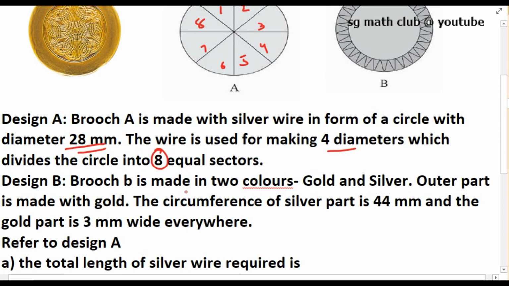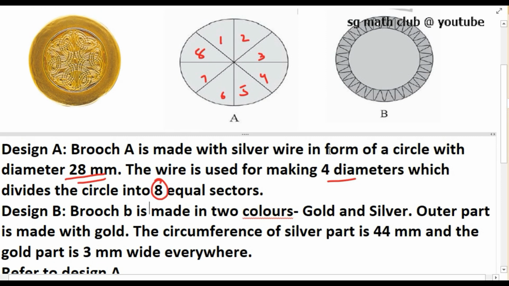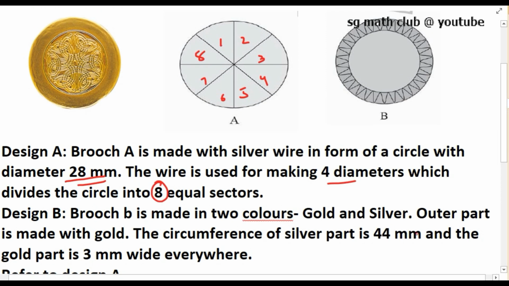Now design B. Brooch B is made in 2 colors, gold and silver. The outer part is made with gold, the circumference of the silver part is 44 mm, and the gold part is 3 mm wide everywhere. So the outer part is gold and the inner part is silver. The circumference of the silver part is given, and the width of the gold part is 3 mm everywhere.